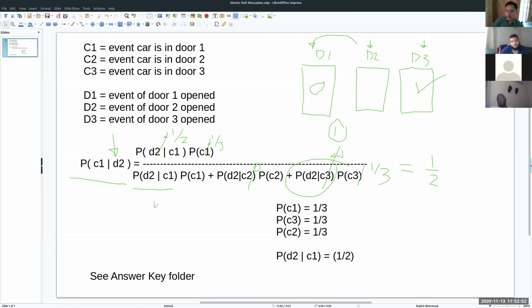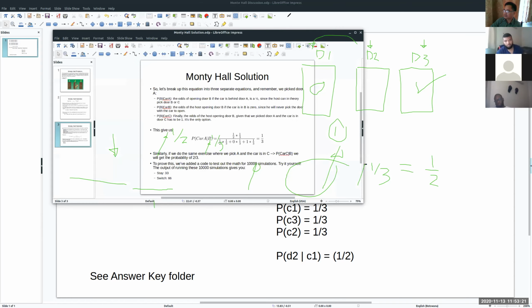But anyway, they try to do a simulation and say that there are 10,000 simulations, and that staying on the same door will lower the possibility of winning, but switching will increase the possibility of winning. That's their answer.